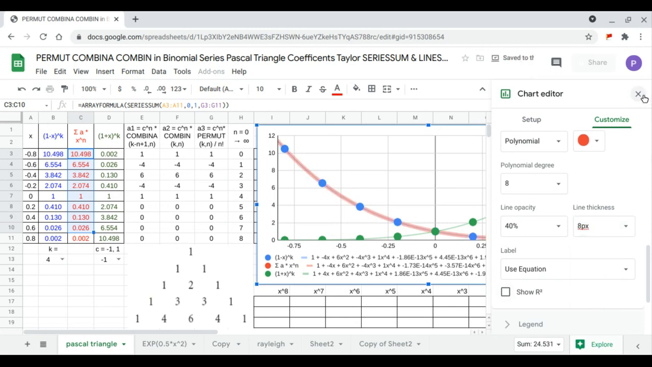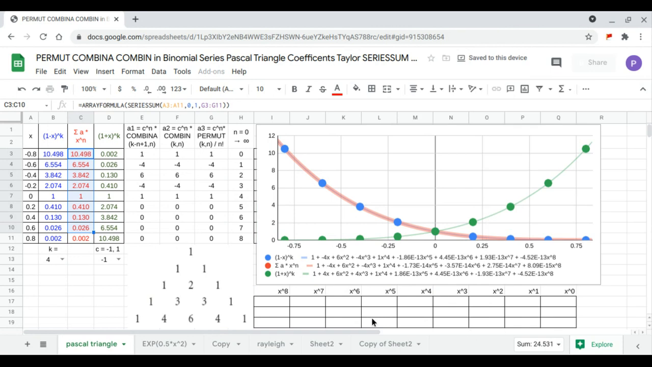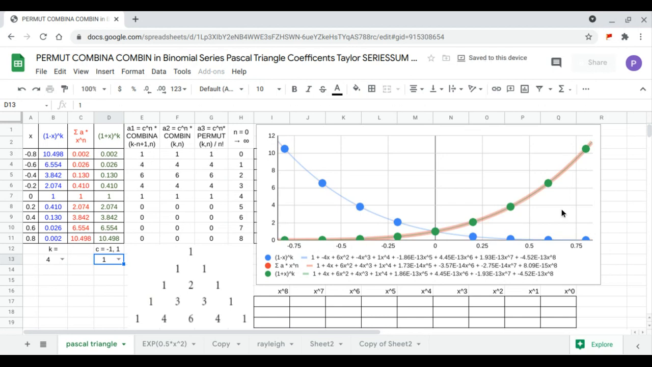So if we change this to positive 1, the red approximates the green. If we change this to negative 1, the red approximates the blue.